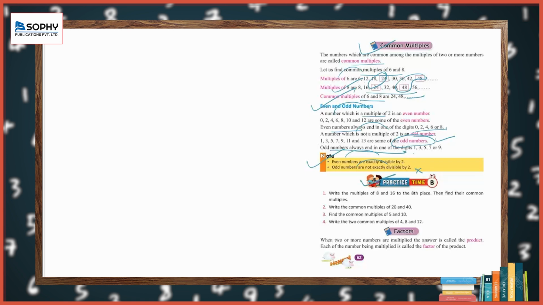Let's look at practice time B, students. In the first part, we are told to write the multiples of 8 and 16 up to the 8th place and find their common multiples. So students, up to the 8th place, multiples of 8 and 16. The common multiples are, very good, students, 16, 32, 48 and 64 and so on.